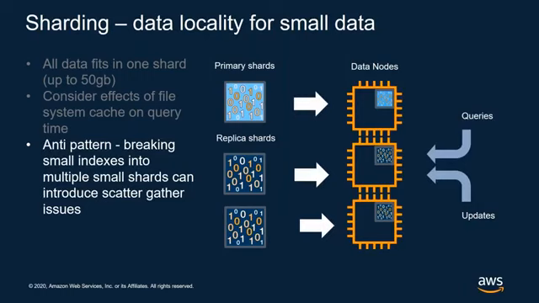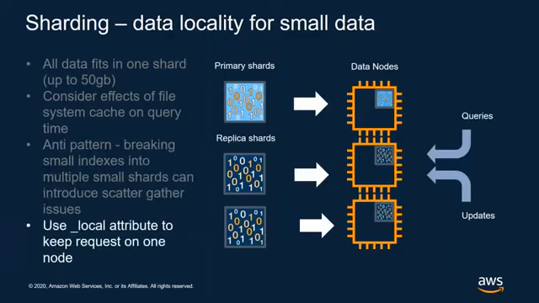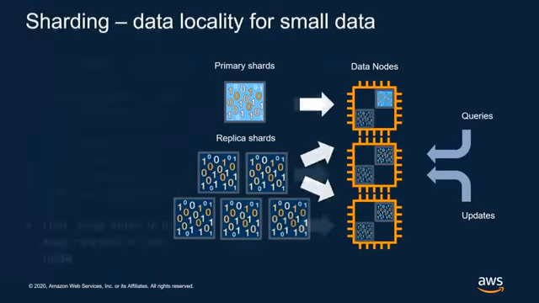And if you want to have that throughput, then have replica shards, where the combination of the primary and the replicas equals the data node count. And if you need more throughput, just go ahead and add more replica shards to your data nodes. Also, another key trick here is to use the local attribute to make sure that the query stays on that data node and you don't get any scatter gather, because you know that all your data lives in 1 shard. There's no need to talk to any other data nodes.